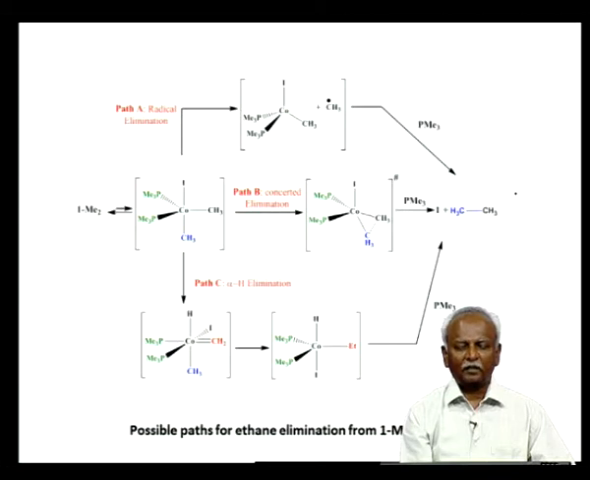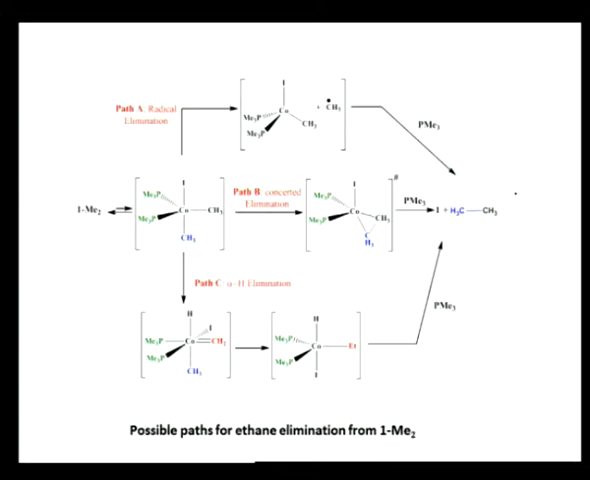So, they considered 3 reactions, and based on their results, they concluded that path B, where you have a concerted elimination, is the most favorable pathway, and alpha elimination to give you a series of migratory insertions and alpha abstractions is not happening. So, in other words, this path is not happening, and the radical elimination was also not happening, and it is in fact the formation of a coordinatively unsaturated intermediate from which a concerted elimination of 2 methyl groups happens, and you have the reductive elimination.